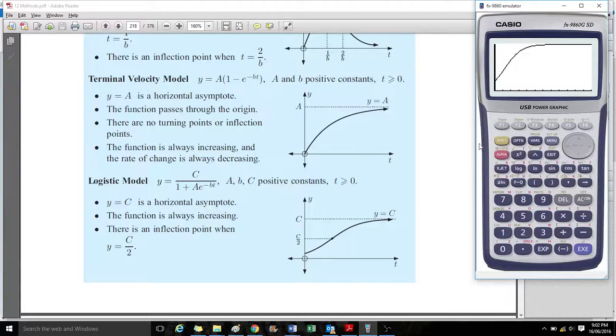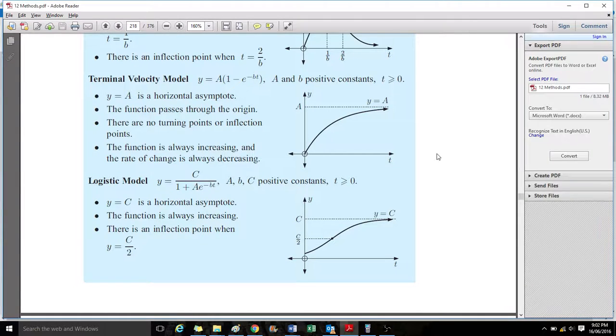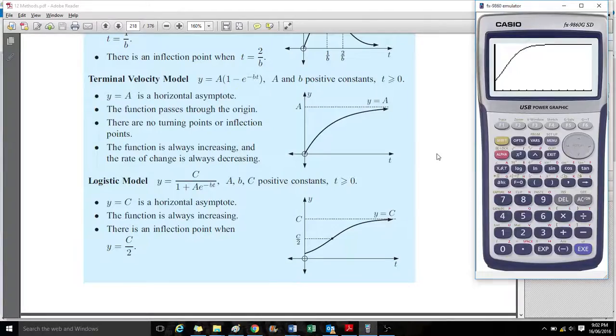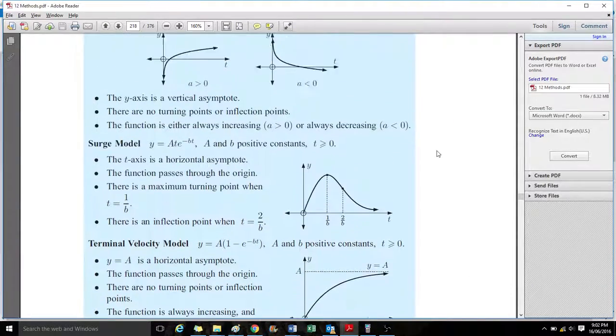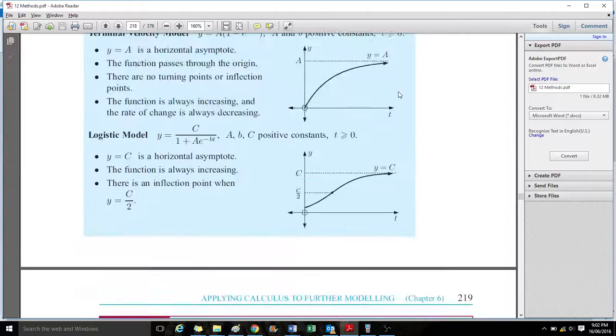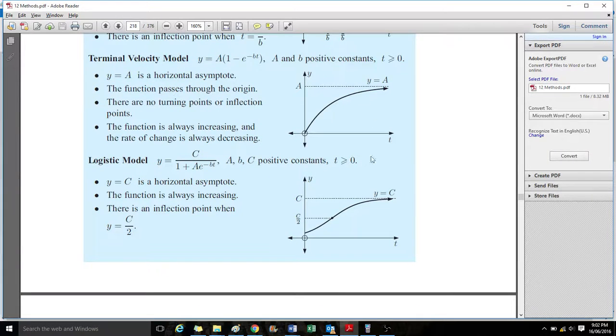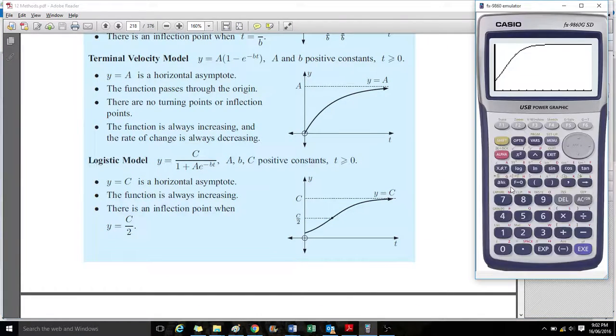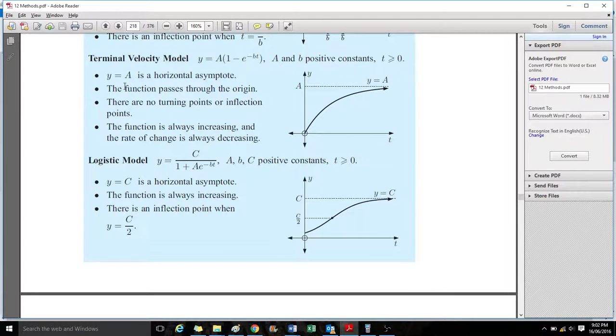Okay, just looking at the graph, which one does this most likely resemble? Okay, it has similarities between the terminal velocity and the logistic model. So we could further investigate this graph to determine the difference between these two. And there's a very fine difference. Okay, terminal velocity model has no turning points or points of inflection, and its function is always increasing, and the rate of change is always decreasing. Okay, note the differences here for the logistic model.